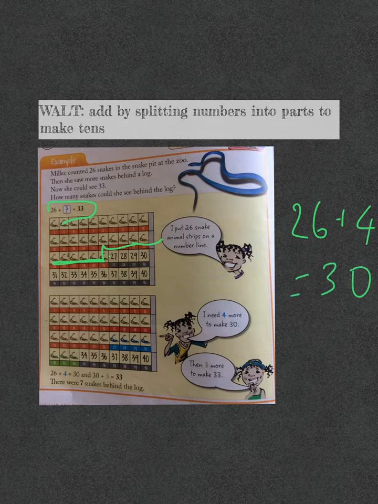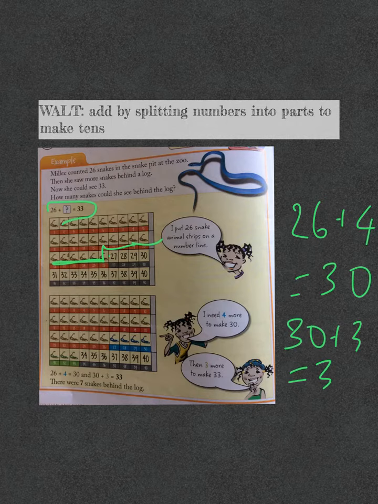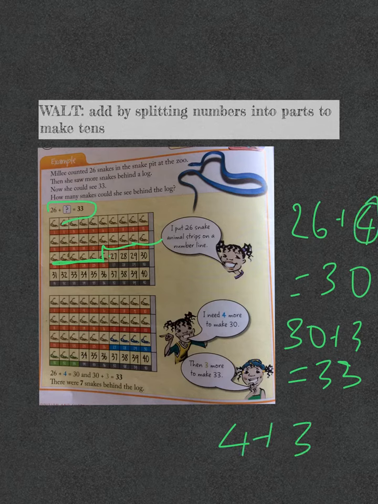And then I know to add on the other 30 plus 3 equals 33. So then I add up my 4 and my 3 together, which is this part here and this here, and that equals 7. So there were 7 snakes hiding behind the log.